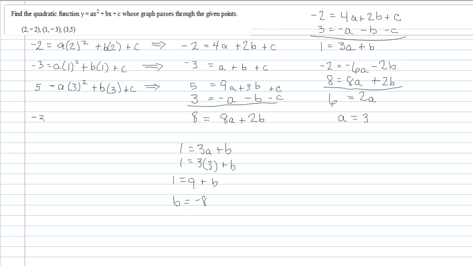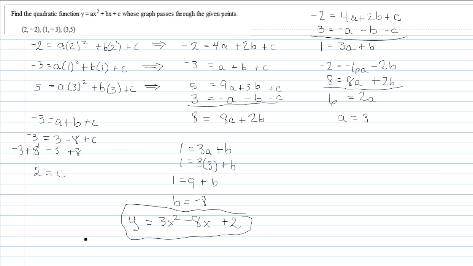So I'm going to take the -3 equals a plus b plus c, replace a with 3, b with -8, and then I'm going to solve it. So let's move the 3 over, move the 8 over, and we'll end up with a +2. So c equals 2. Now we can replace in our equation. We had a equals 3, b equals -8, and c equals 2. This would be the quadratic that goes through those 3 points.